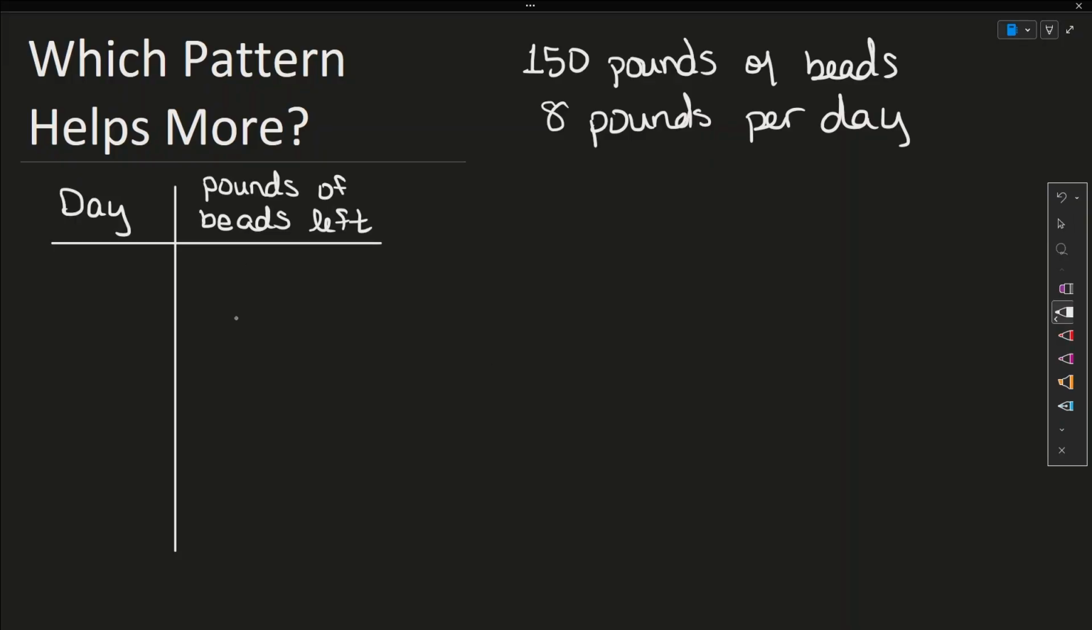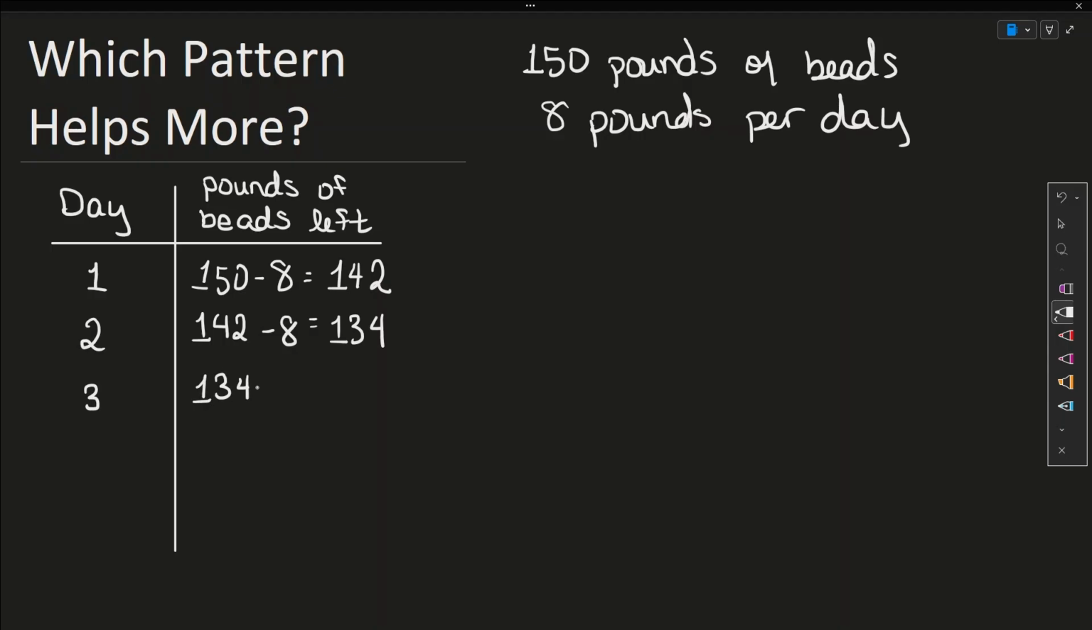Let's take a look at student 1's table. For day 1, the student said 150 minus 8 and determined that that equals 142. For day 2, they then took 142 and subtract 8 to get 134. For day 3, they now had 134 pounds left. Subtract the 8 they would sell, and they get 126.